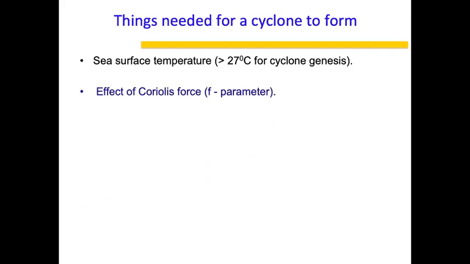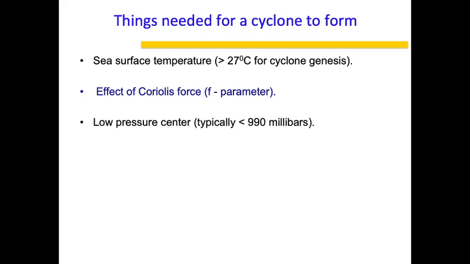Then you have the effect of Coriolis force. How the cyclone system will get deflected in the northern hemisphere, how much to the right it will get deflected, will be governed by this Coriolis force, which acts on the synoptic system. Synoptic systems are those which are more than 500 kilometers in span-wise direction. A cyclone does fit this bill, so it will definitely be affected by Coriolis.